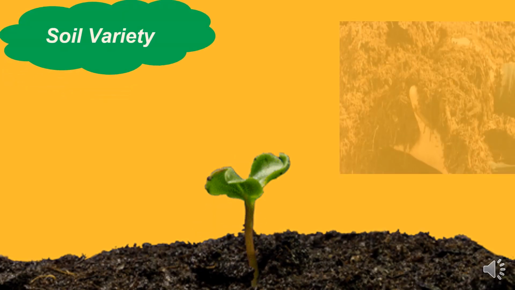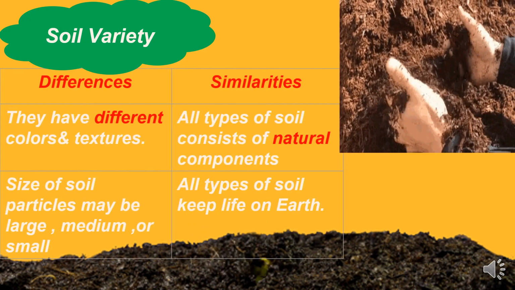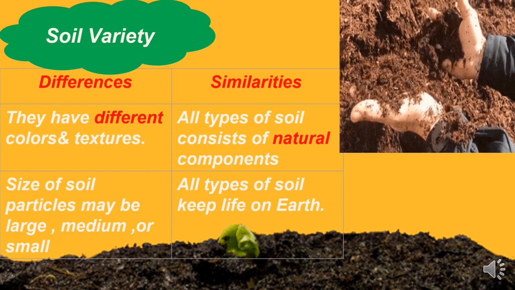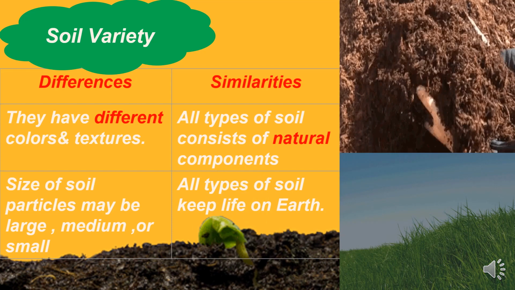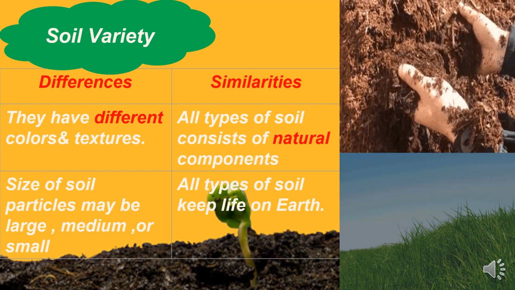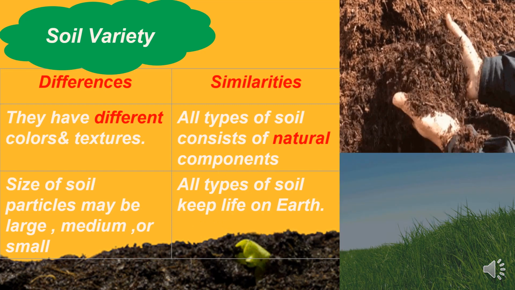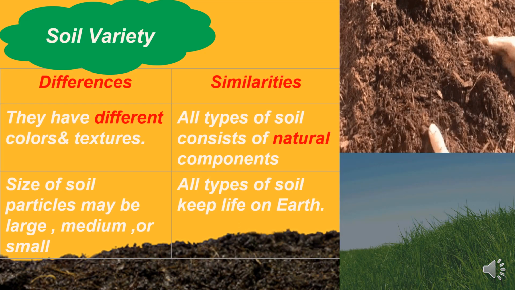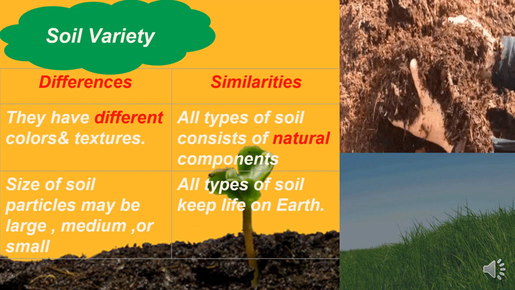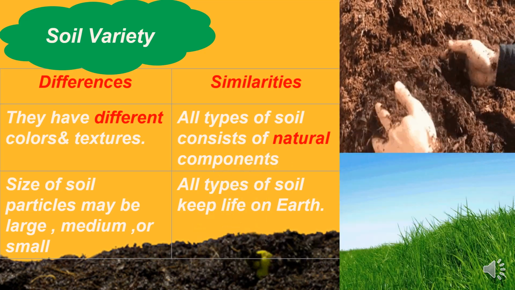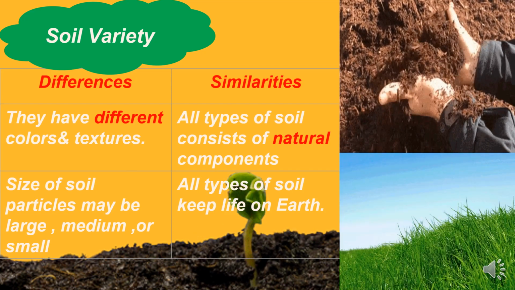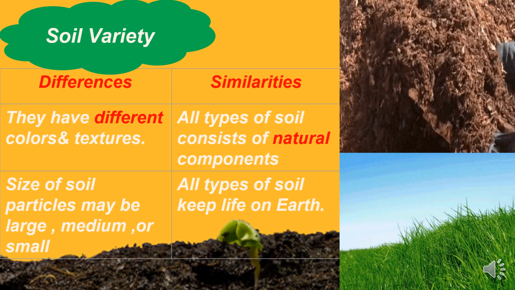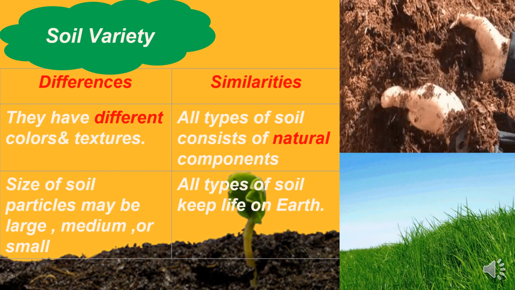Continuing to talk about soil variety, Primary 6, I find that there are differences and similarities between the different types of soil. Let's start with the similarities first. All types of soil, whether sand soil, silt soil, or clay soil, consist of natural components. So this is considered a similarity between all types of soil. And also, all types of soil keep life on Earth.